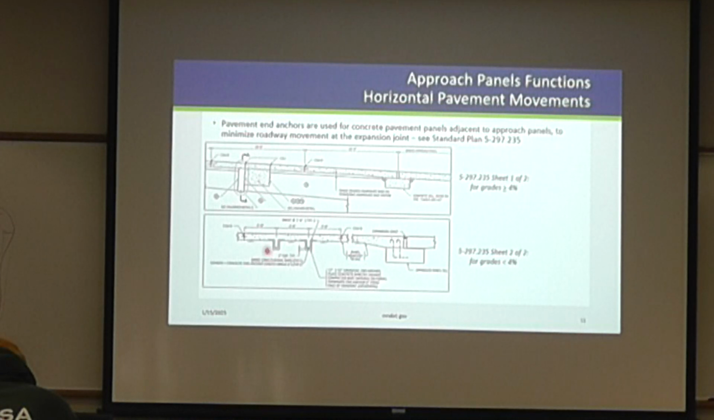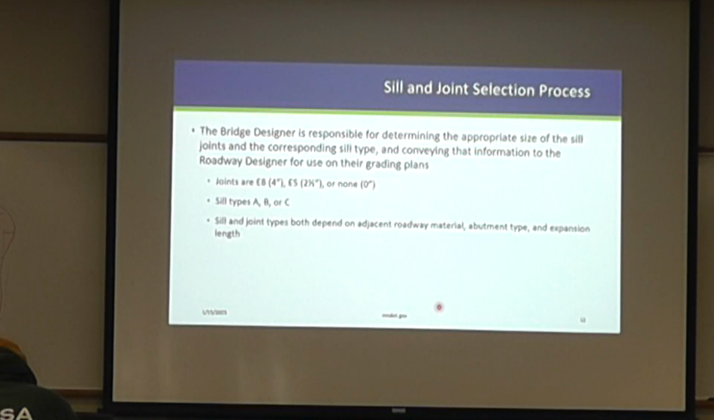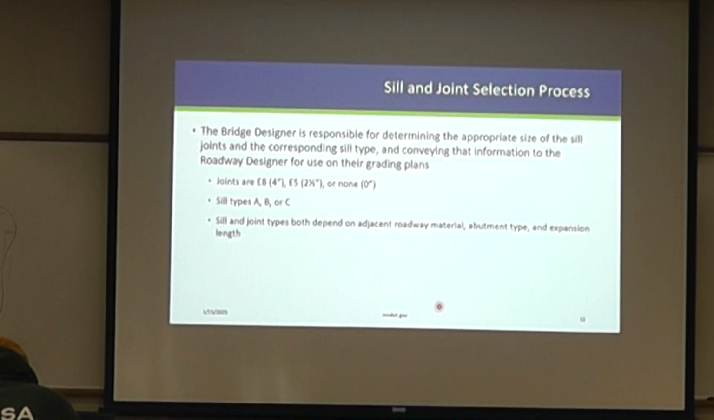Those should be present if you have a concrete roadway adjacent to your approach panel. So not every project's going to have the same sill or joint type. That's kind of new with our new standards here. So there's three different options for the joint size. There's the E8 that you're probably familiar with. It's typically about 4 inches wide.